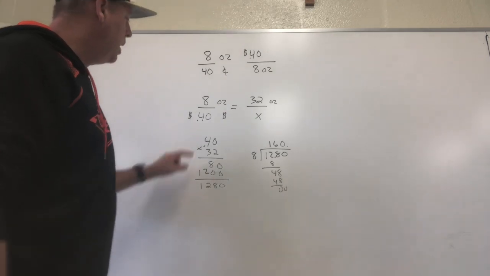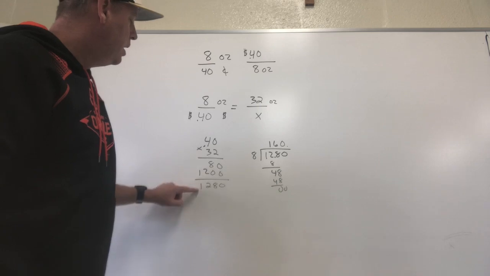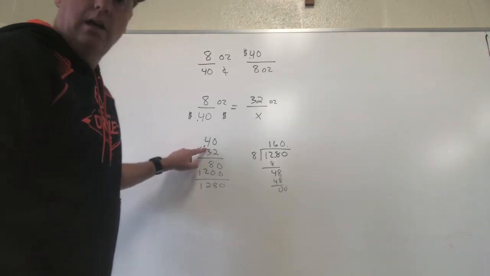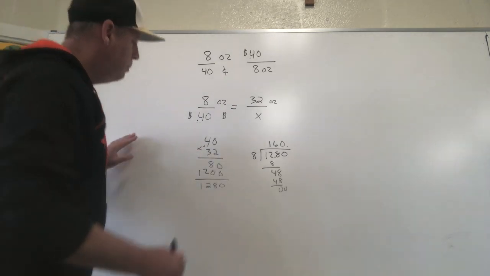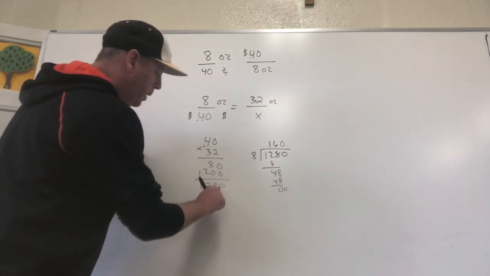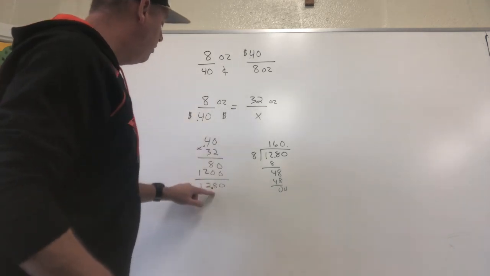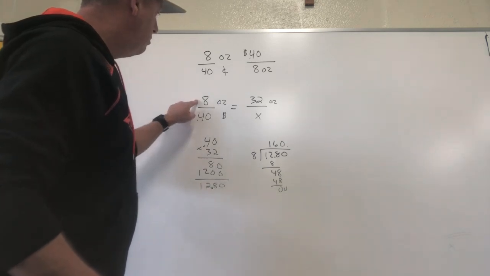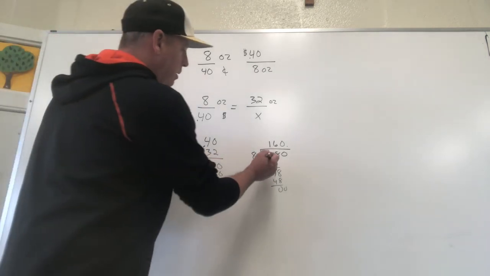So if I cross multiply, I get 40 cents times 32 equals 1280. Now, if I have my decimal point with 40 cents right here, I'm going to move it over 2 spaces. So now I'm going to divide $12.80 by 8. 1280 divided by 8.